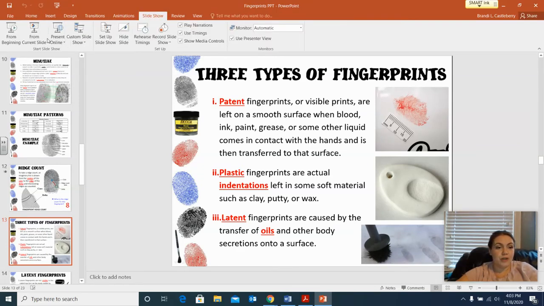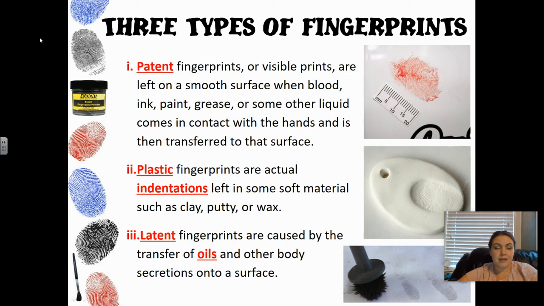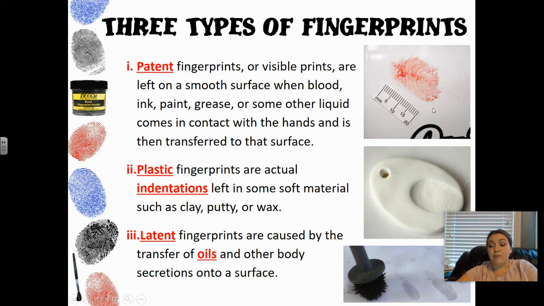Alrighty, so we're just going to finish notes on fingerprinting. We have three types of fingerprints that you would find in a crime scene that you would have to figure out a way to take with you and examine later. A patent fingerprint is like the one off to the right here, where it says it's a visible print.